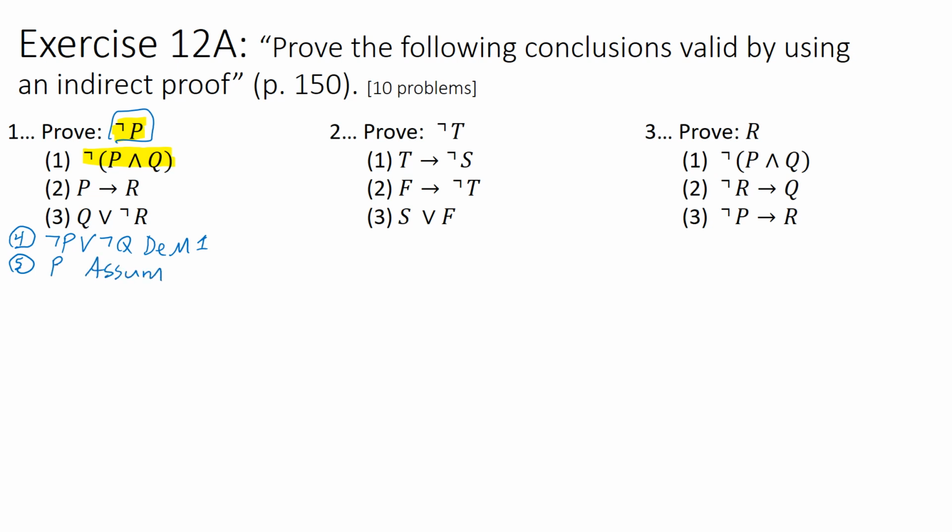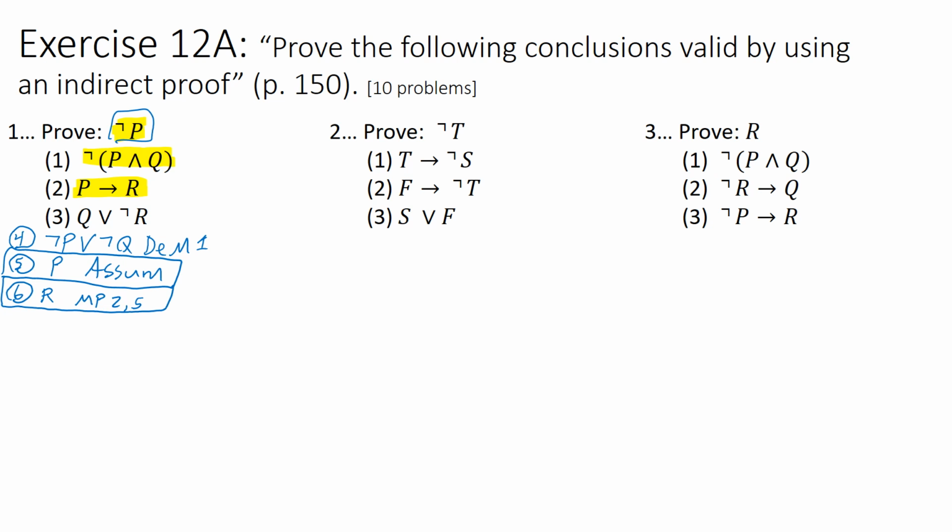And because it's an assumption, we have to place it under quarantine. And then let's see what we can do based on that assumption. So line 2, we have a conditional if P then R. If we assume P, we can then get R through modus ponens. Hence for line 6, we'll say R by modus ponens 2, 5.